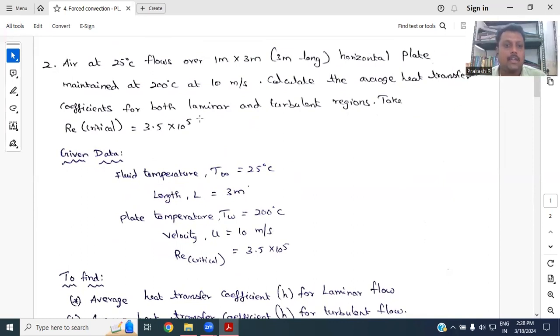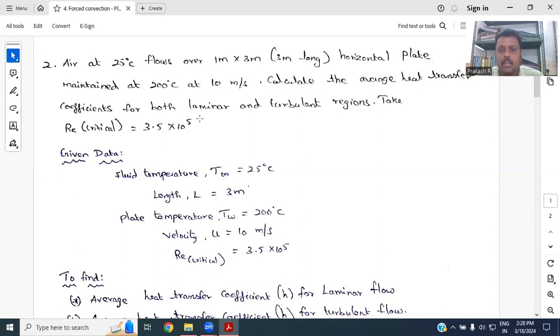Air at 25 degrees Celsius flows over a plate of 1 meter and 3 meter. In that, the 3 meter is the length of a horizontal plate maintained at 200 degrees Celsius, at 10 meter per second. Calculate the average heat transfer coefficient for both the laminar and turbulent region. Take the critical Reynolds number value as 3.5 into 10 power 5.